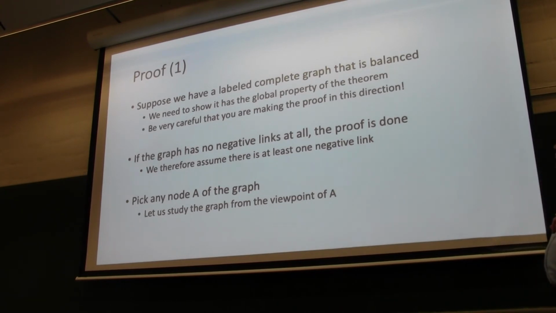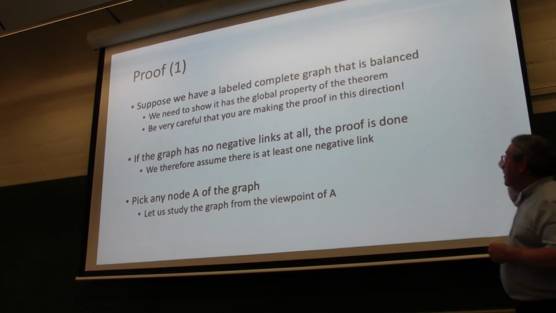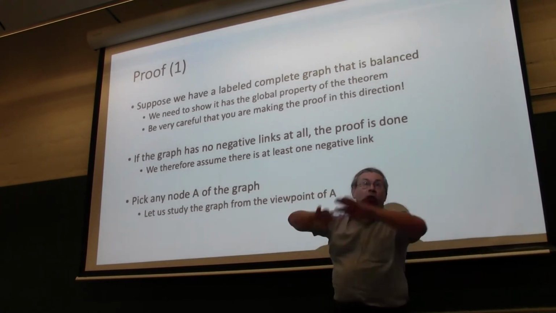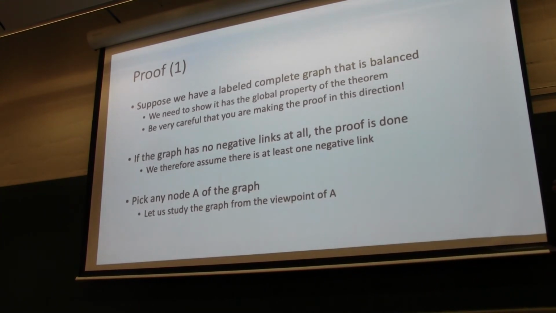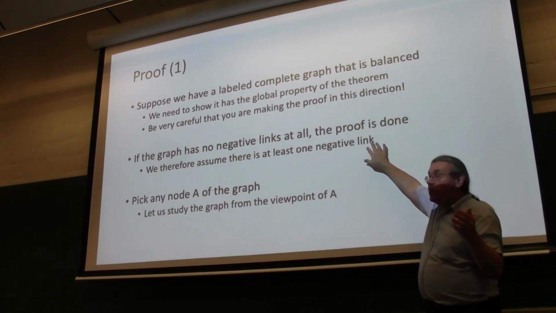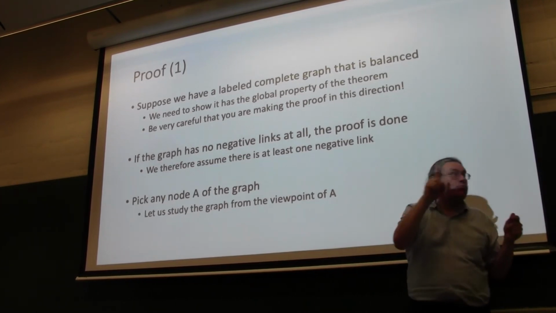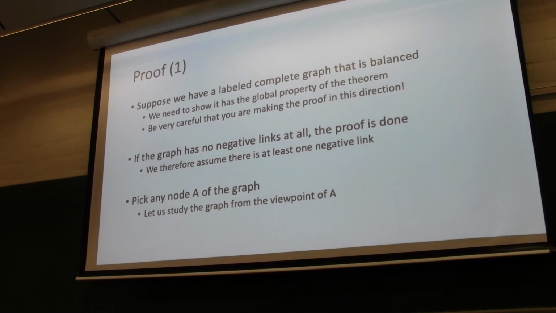Okay, so let's do the proof now. Okay, so there's two possibilities. If there's no negative links at all, then everybody is friends and we're done. Okay, it's over. So we will assume there's at least one negative link. Okay, there's at least one negative link. Fine.